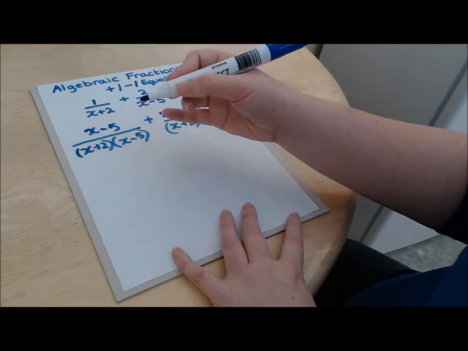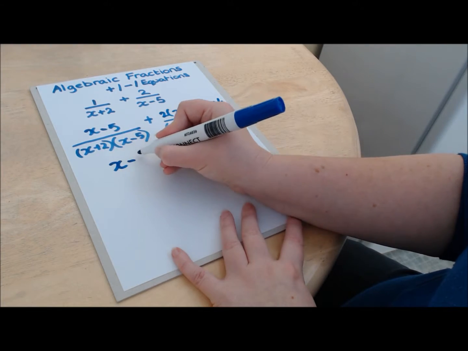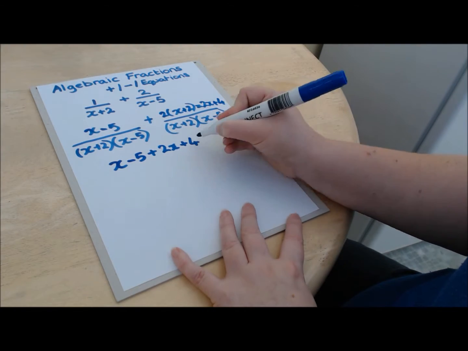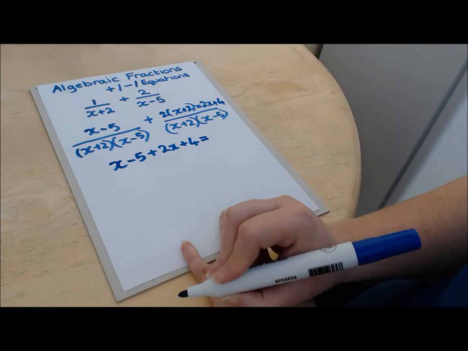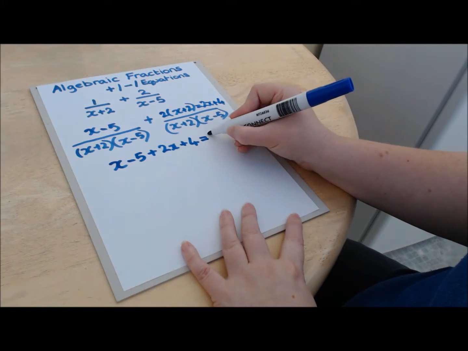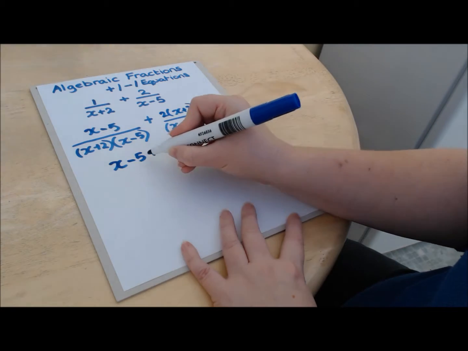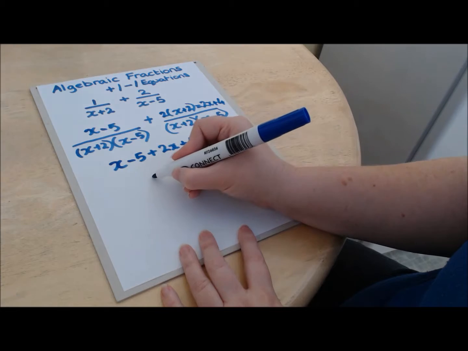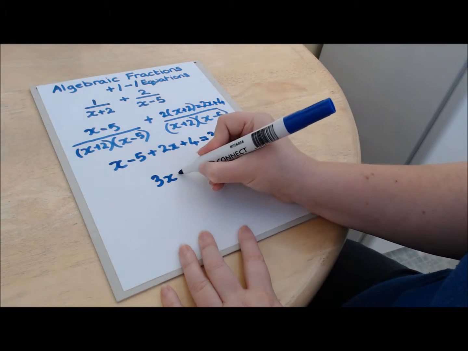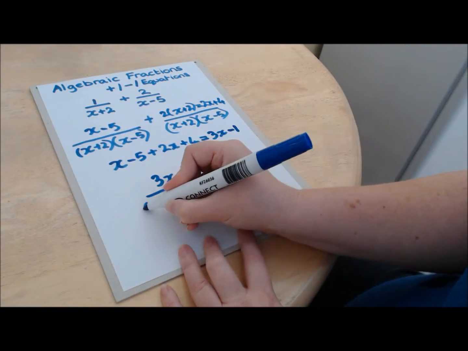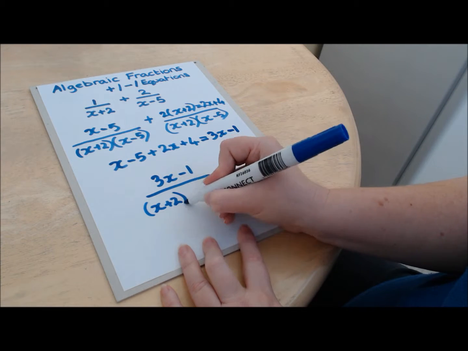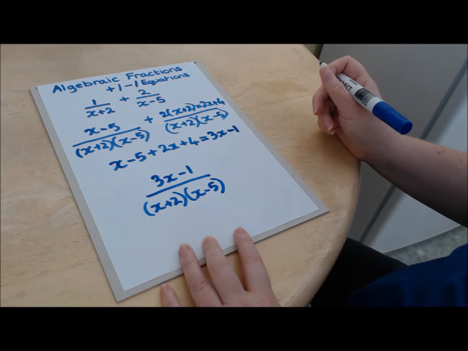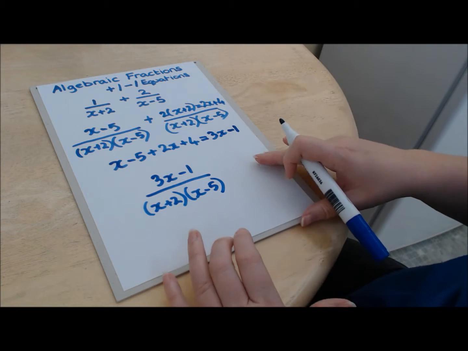So I'll do that without doing the bottoms here. So we've got x minus 5 plus 2x plus 4. So we need to tidy that up, simplify it. So we've got 3x, and minus 5 plus 4 gives us minus 1. So our final answer will look like this. It's going to be 3x minus 1 on the top, x plus 2 in brackets, x minus 5 in brackets on the bottom. So that is the answer. We'll do another one.